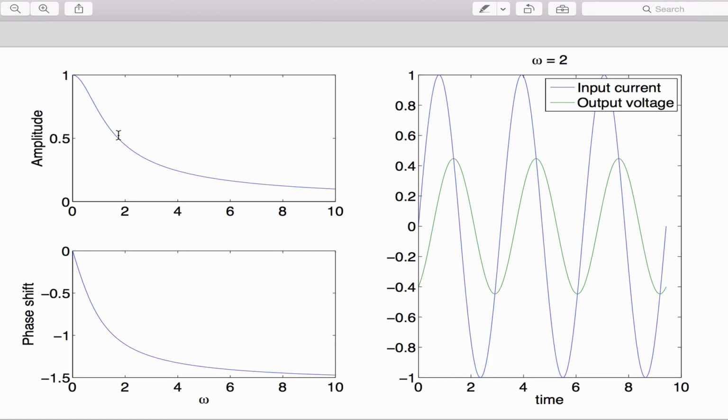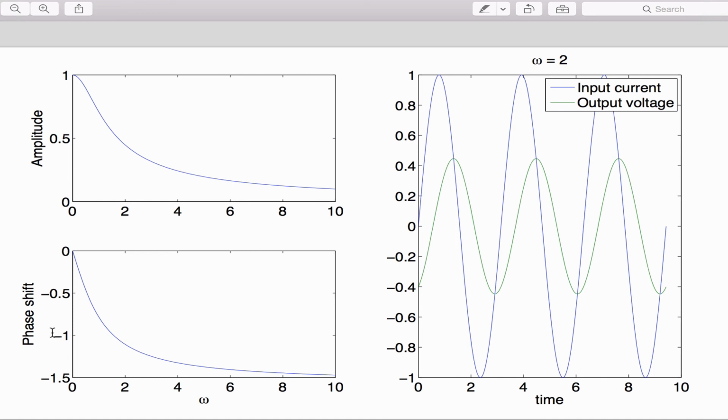So my voltage can't seem to respond fast enough to this oscillating frequency. Now, when I go to 4, you see I've gone down to about 25% of the original amplitude. Now, if I go 6, 7, 8, and 10, I'm getting down to maybe even a tenth of the amplitude of the original input current's amplitude. So we see that as the frequency gets higher, amplitude decays.